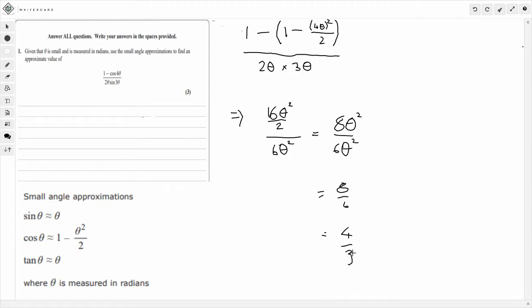And that's what you need for your 3 marks. So you're just using your approximations and then replacing your thetas where appropriate. So that's 3 marks done. Hopefully it's nice and clear.